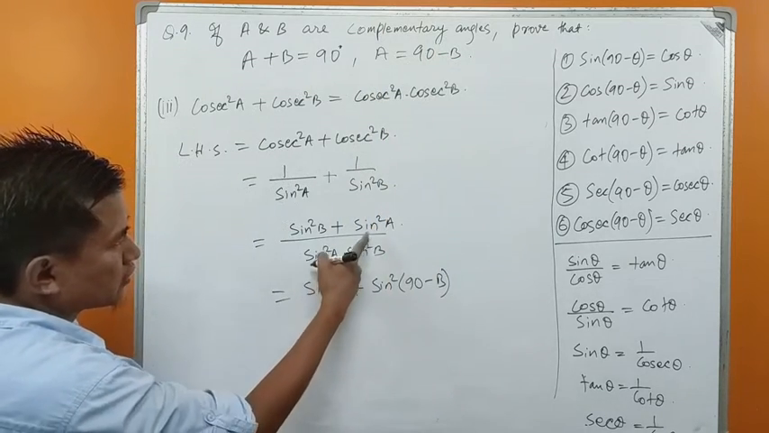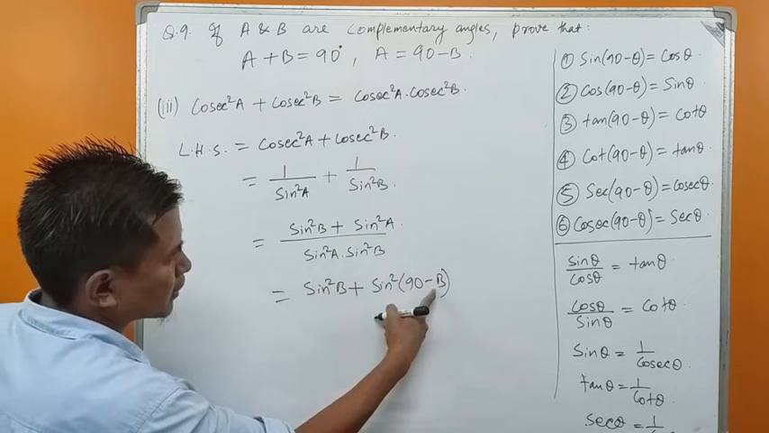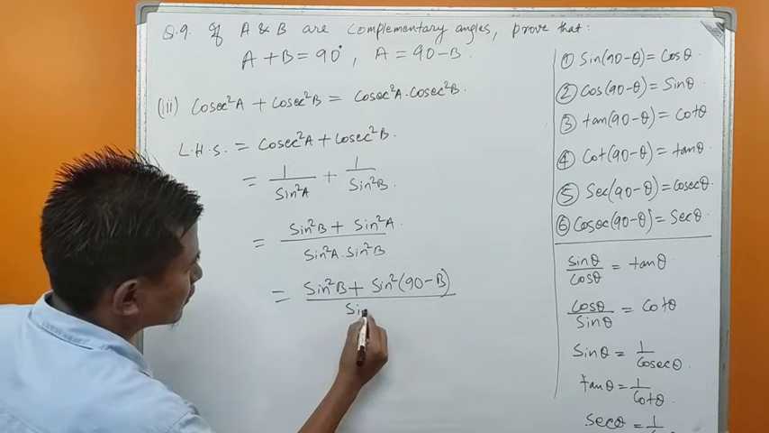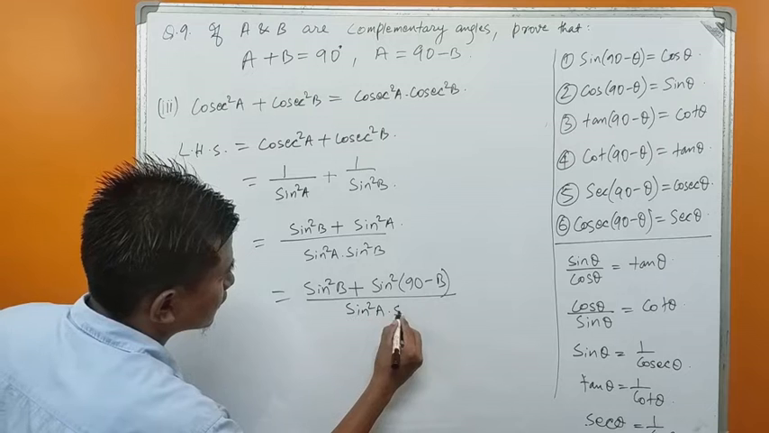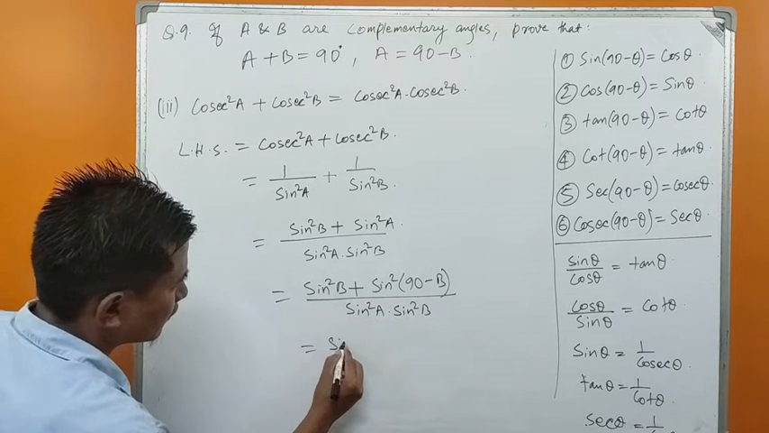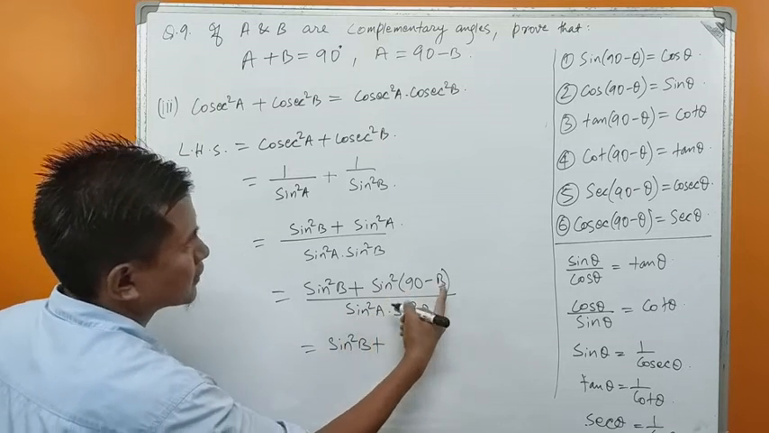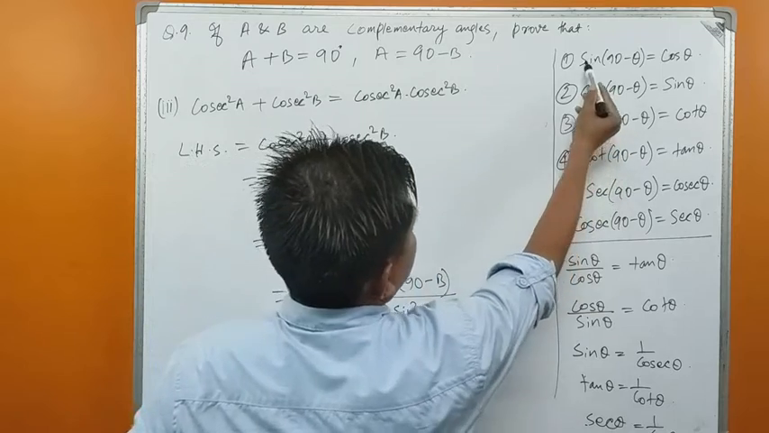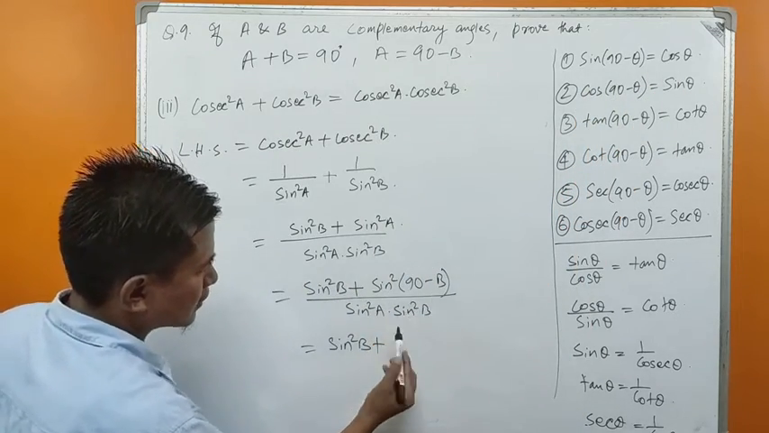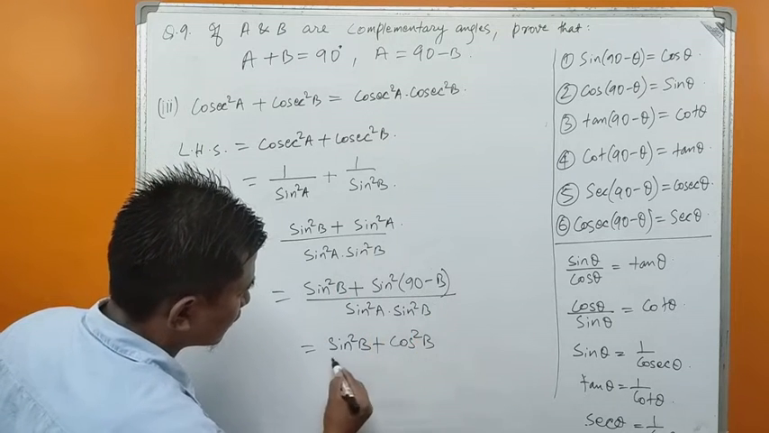So this sin square, A means 90 minus B. In the denominator we have sin square A into sin square B. So this is sin square B plus sin square 90 minus theta. Sin 90 minus theta is cos theta, so sin square 90 minus theta is cos square theta. And what is theta? Theta is B.